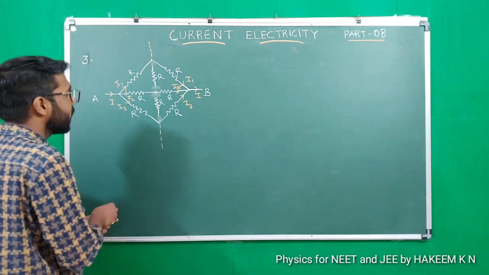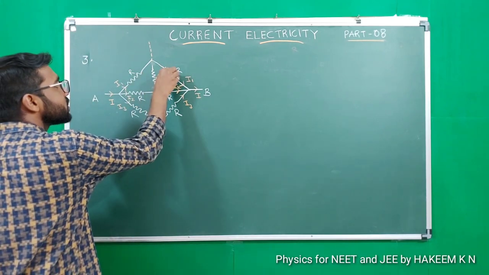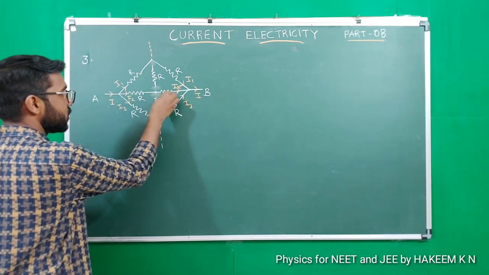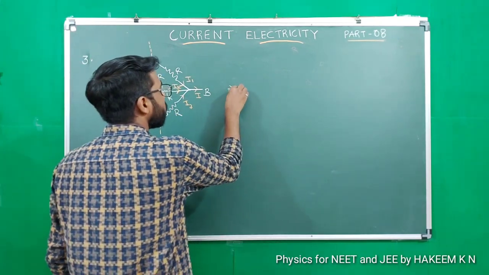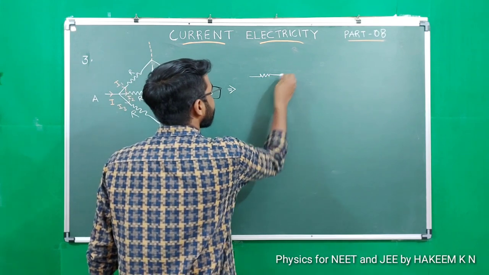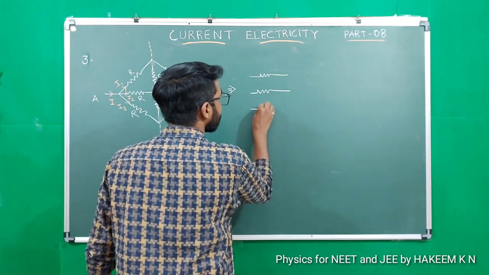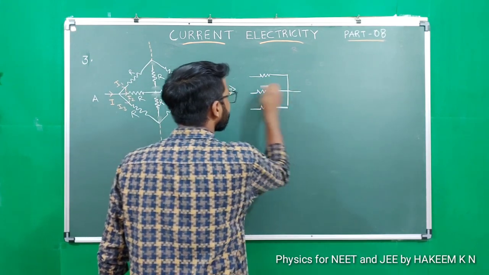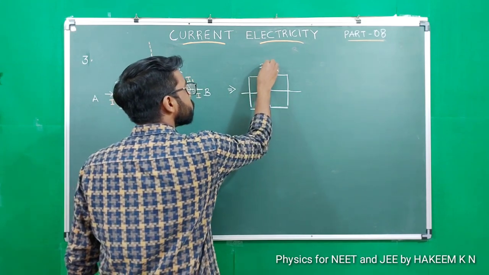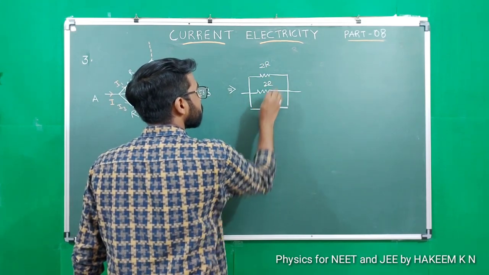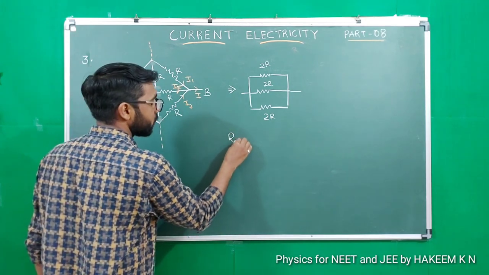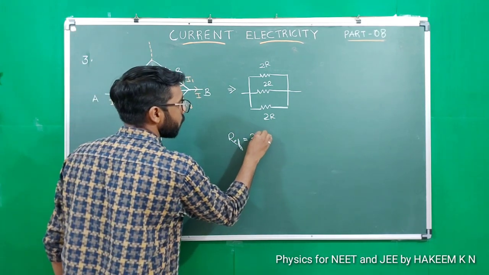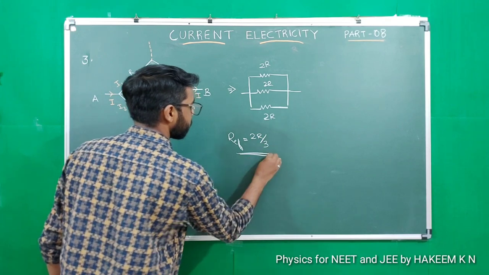Okay, now we can say R and R in series 2R, R and R in series 2R, R and R in series 2R. So while drawing the equivalent network, 2R, 2R, 2R, the three 2Rs are in parallel, so R effective equals 2R by 3.